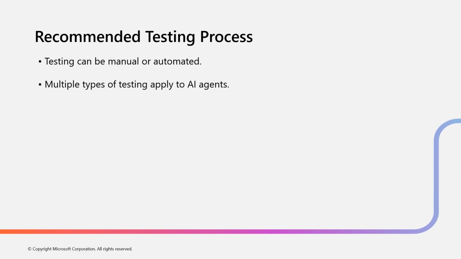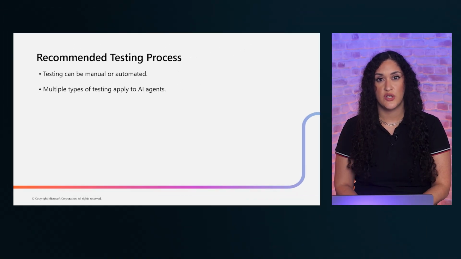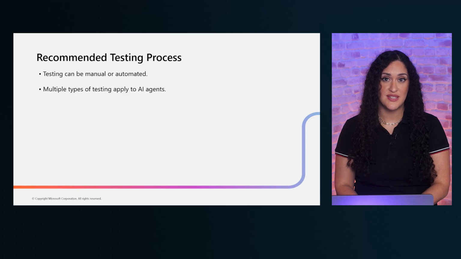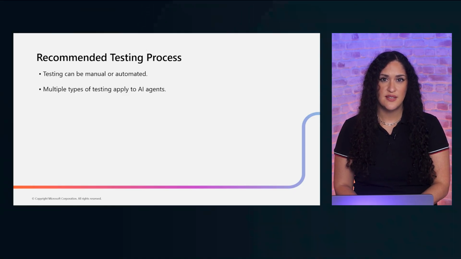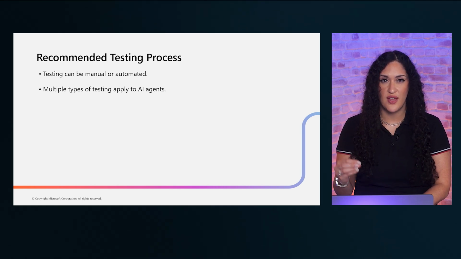Testing AI agents isn't one-size-fits-all. You can test manually or through automation, and typically you'll need both. Multiple types of testing apply to AI agents, and each one catches different kinds of issues. Over the next few slides, we'll explore scenario-based testing, performance testing, safety testing, and usability testing. The best practice is to layer these testing types together. No single test type catches everything. Think of it like a security system.